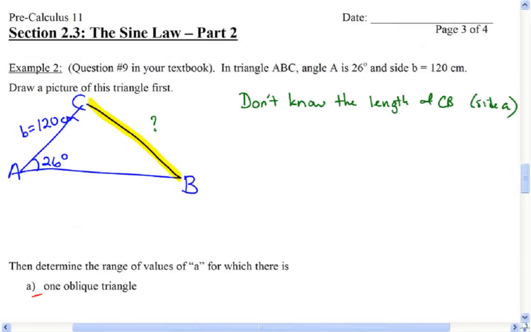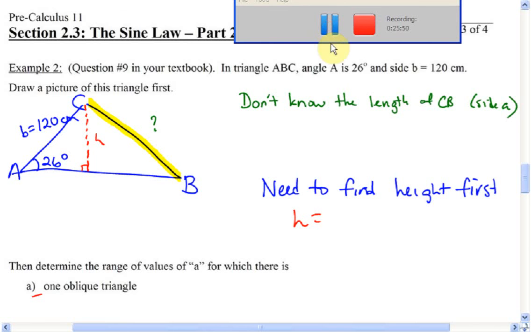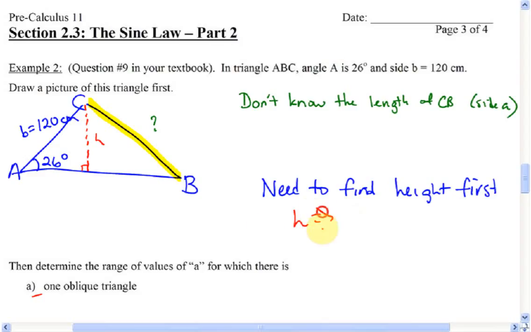Good. So what you want to do to solve this question is we need to find the height first. And that's going to help us determine if we got one triangle, no triangles, or two triangles. Sine 26 equals h over 120. I hope you did something like this. So h equals 120 times sine 26. Good. What does that equal? Give me the number. 52.6. Awesome. Centimeters.